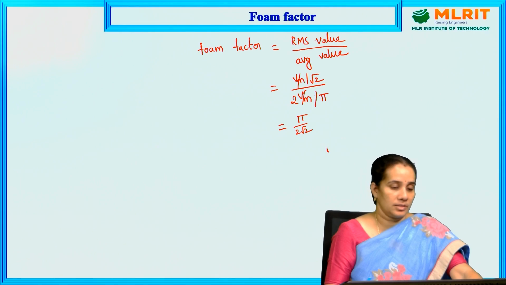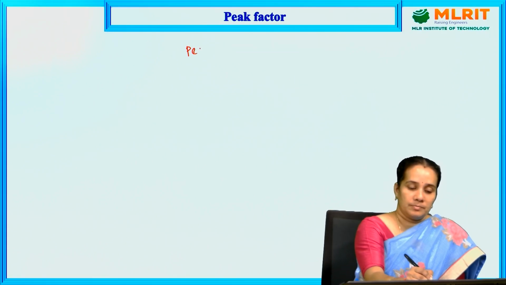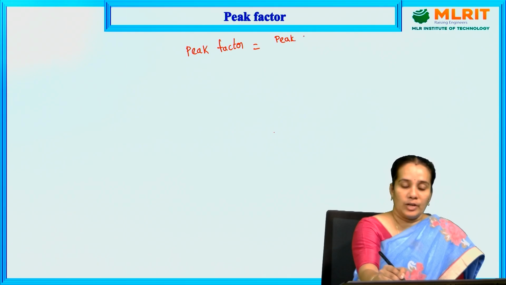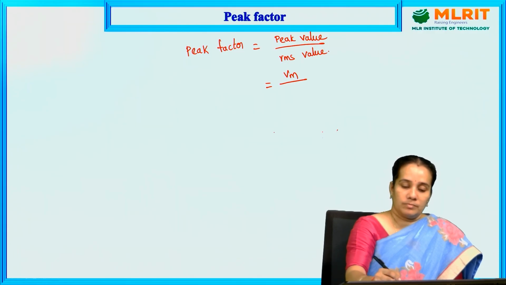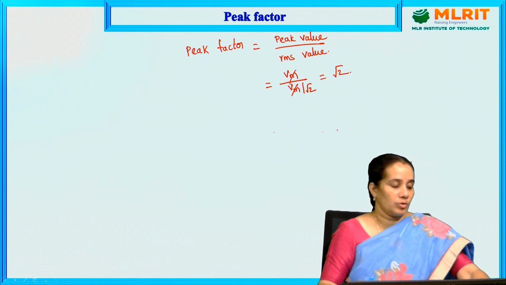And the next, peak factor. Peak factor is the ratio of peak value to RMS value. The peak value is Vm, and what is the RMS value here? Vm by root 2. Vm cancels, and that is equal to root 2. So this is about the peak factor.